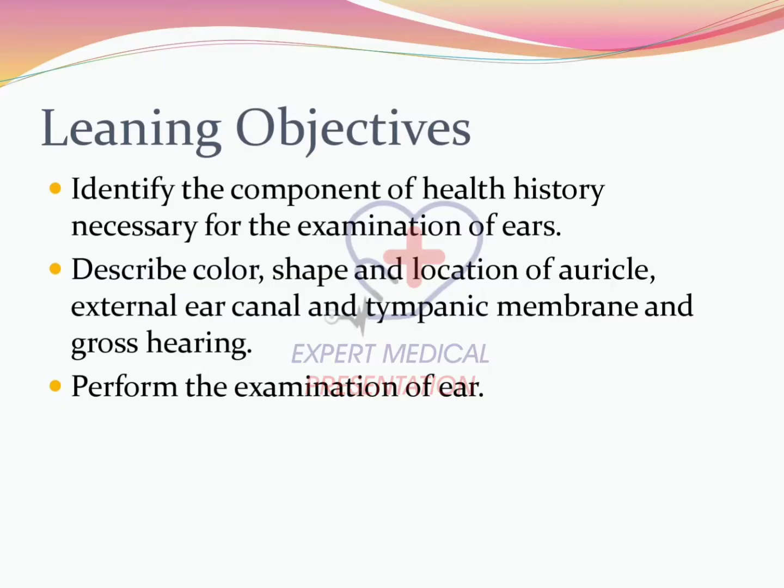Assessment of the ear. Learning objectives: Identify the component of health history necessary for the examination of the ears. Describe the color, shape, and location of the auricle, external ear canal, and tympanic membrane, and gross hearing. Perform the examination of the ear.